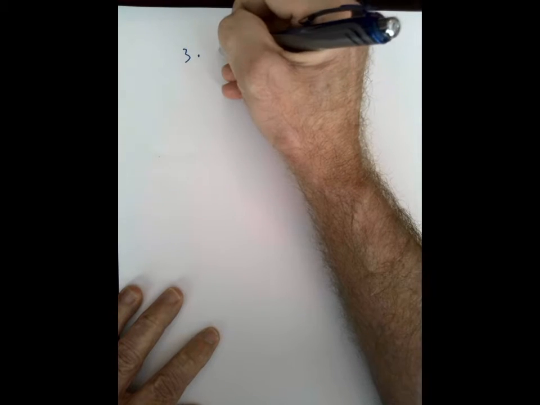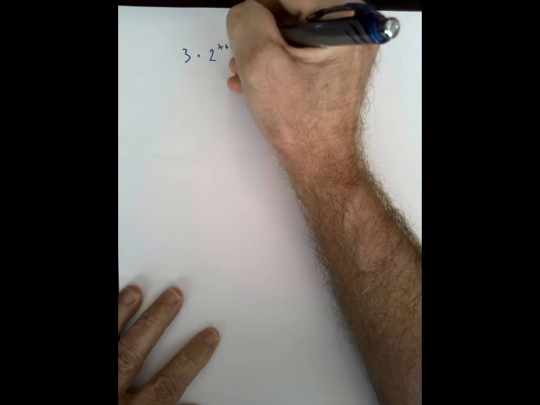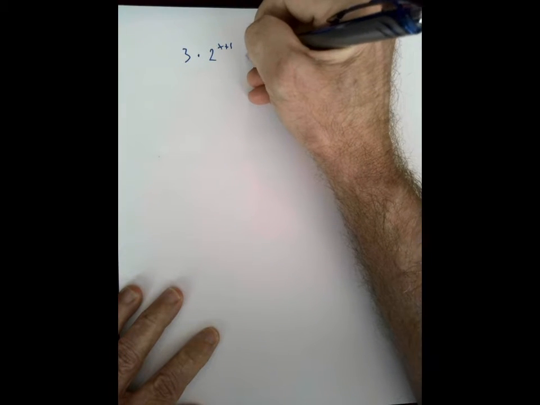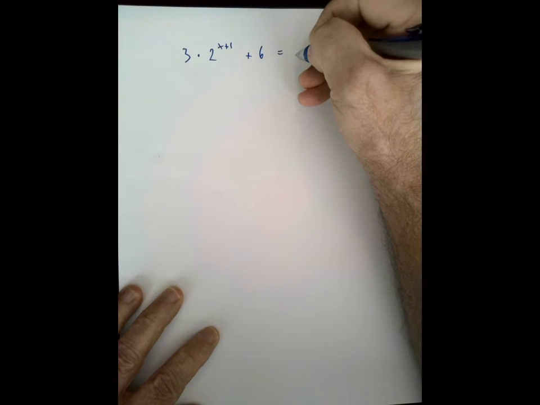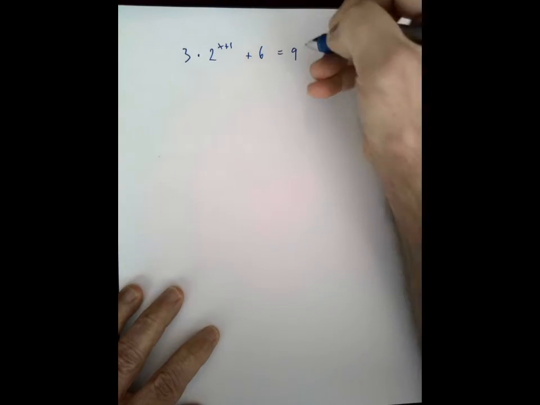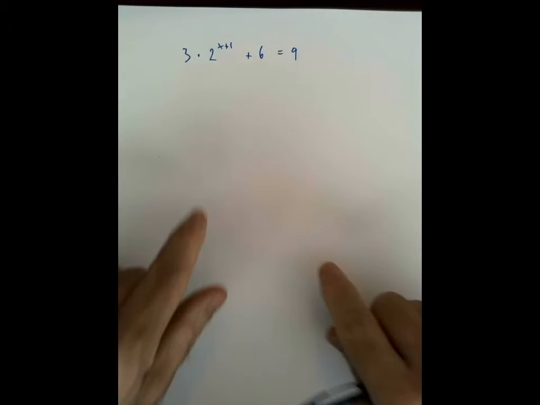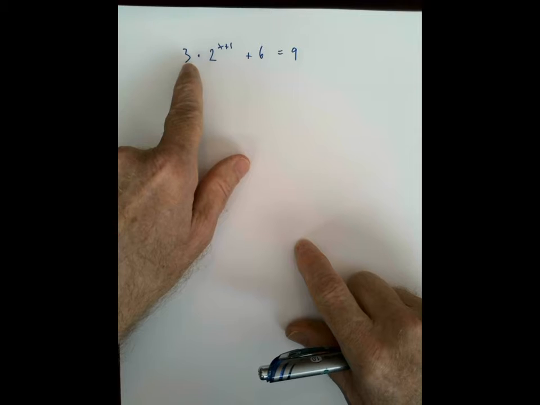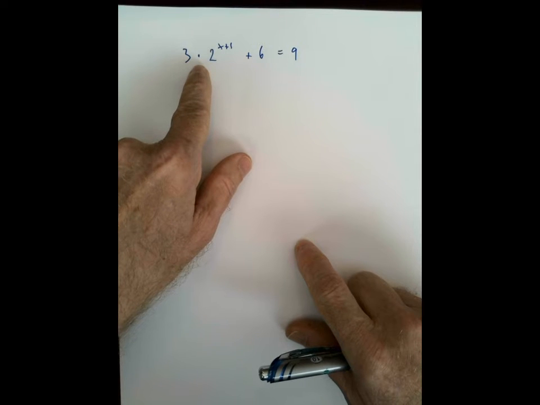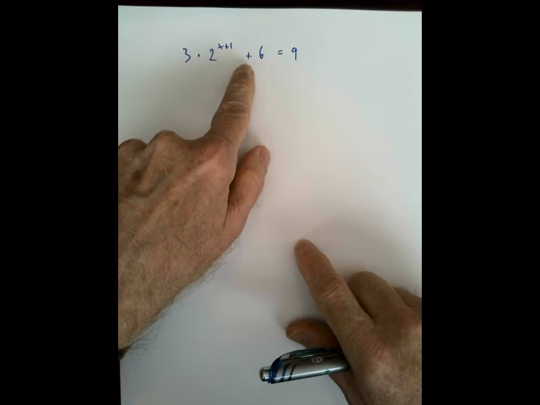3 times 2 to the x plus 1, and let's say plus 6 is equal to 9. So check this out. Here's the exponential part, 2 to the x plus 1. It's got a coefficient of 3 in front, which is multiplying, and we're adding 6.